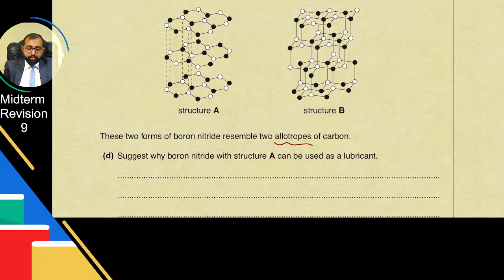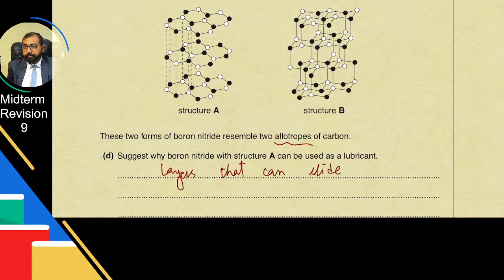Suggest why boron nitride with structure A can be used as lubricant. Again, हमने तो boron nitride का पहली दफा सुना है, but we do know about graphite, right? So this is analogous to graphite for us, and this is analogous to diamond for us. So जो diamond की properties हैं, we'll say कि इसमें भी वही होंगी. जो graphite की properties हैं, इसमें भी we'll assume कि वही होंगी. So we'll say that boron nitride with structure A can be used as lubricants because it has layers with weak forces between them, or layers that can slide. Okay, and that's what we'll say.